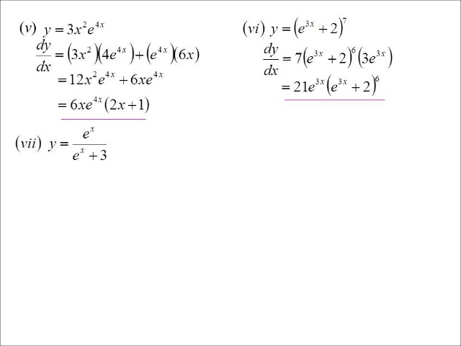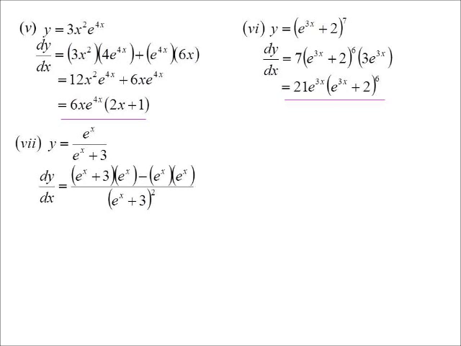Quotient rule. Square the bottom, e to the x plus 3 all squared. Write down the bottom, e to the x plus 3. Diff the top. The top, world's easiest derivative. Differentiate e to the x, you get e to the x. Minus, write down the top, e to the x. Diff the bottom. World's easiest derivative. Differentiate e to the x, you get e to the x.